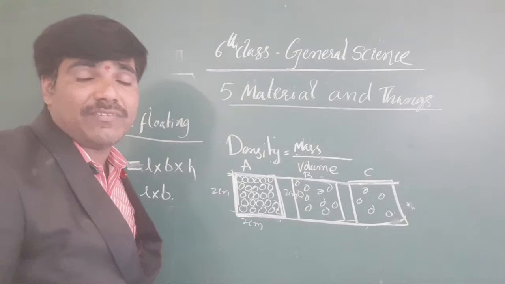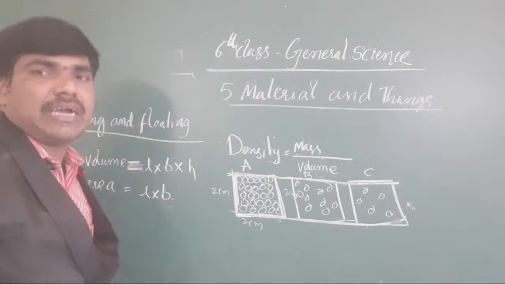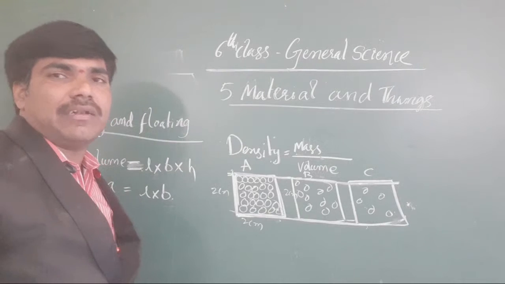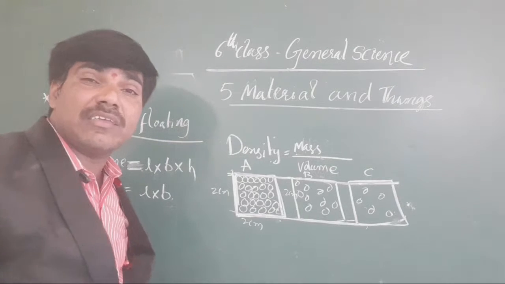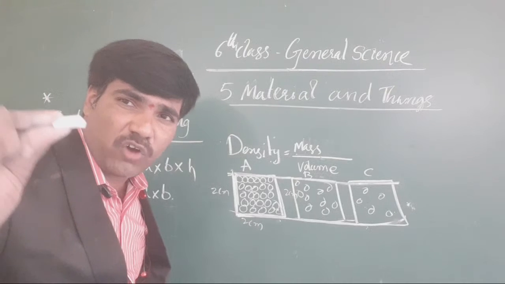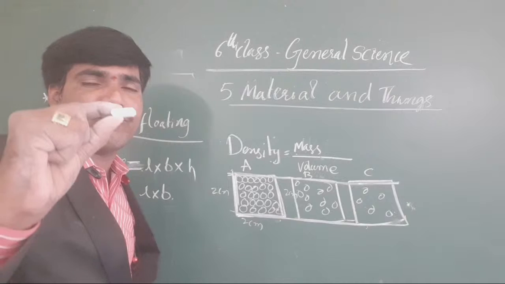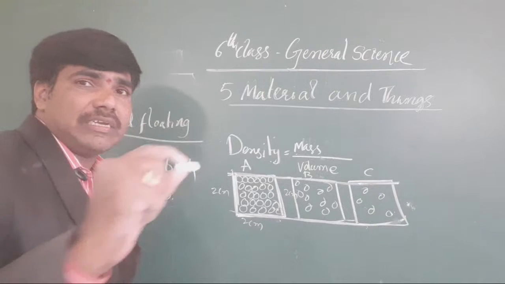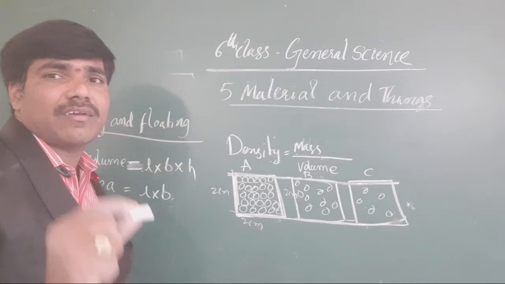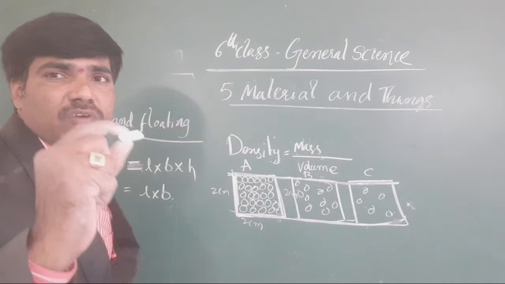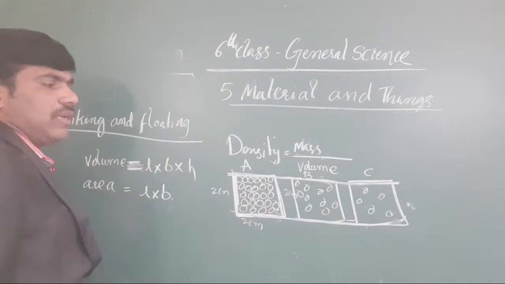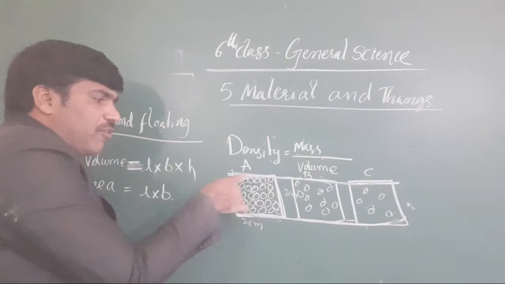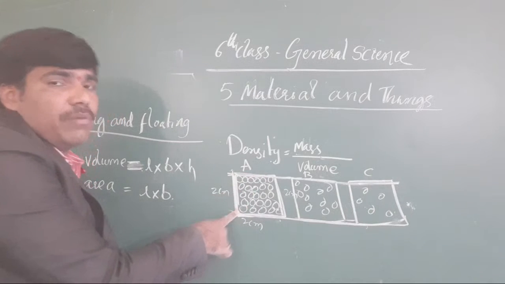How do you calculate mass? Mass is the quantity contained by the matter. Suppose you take this chalk piece, it contains lakhs of chalk particles. That whole quantity of lakhs of chalk particles is called mass.